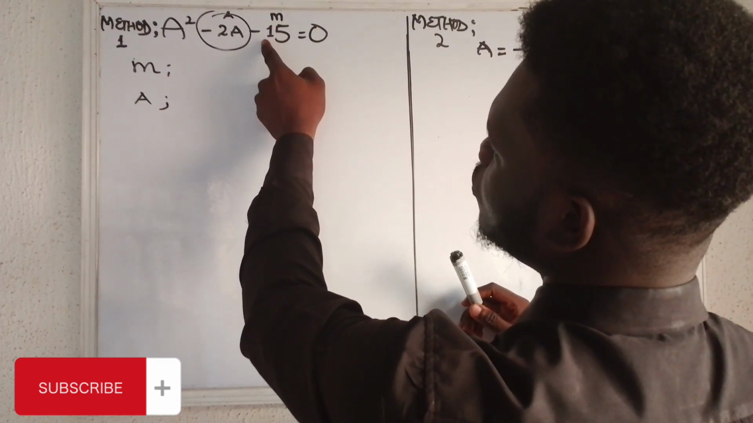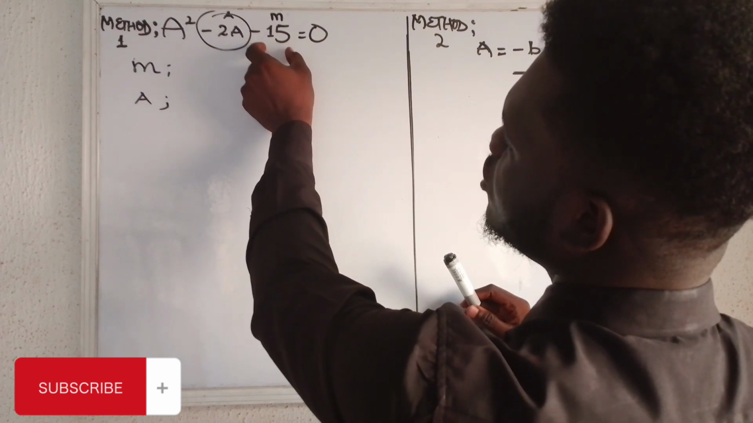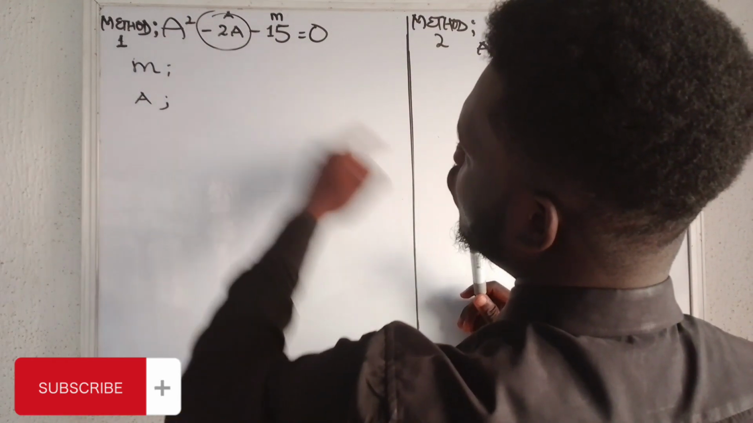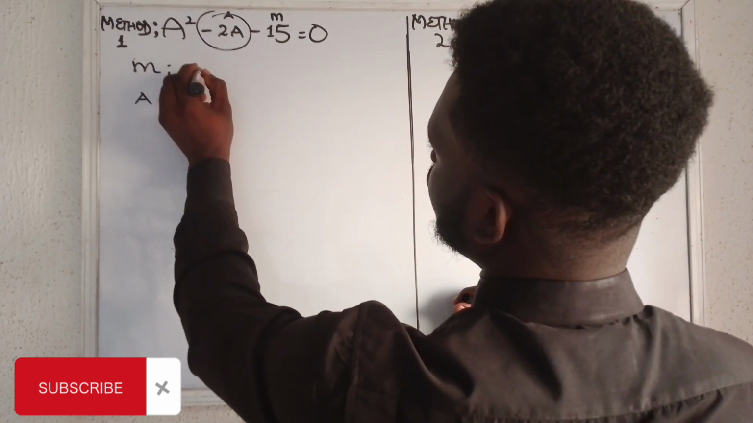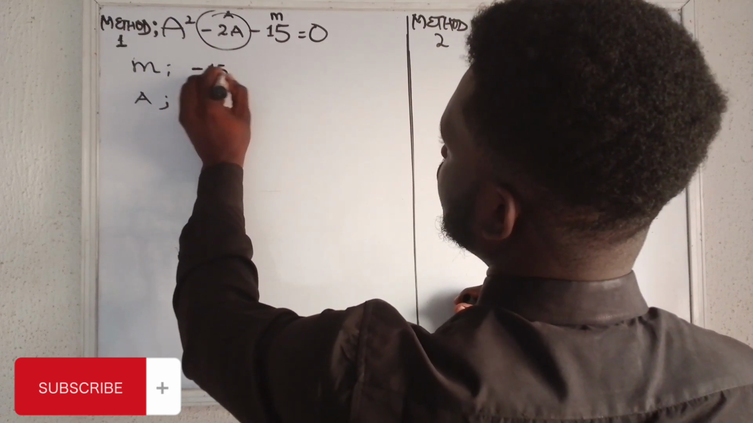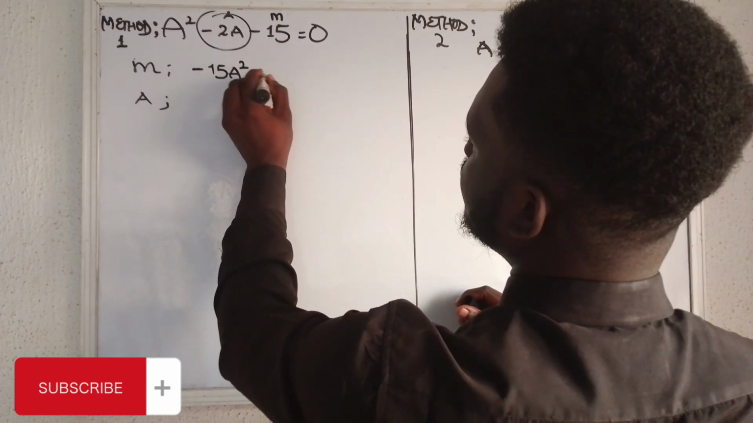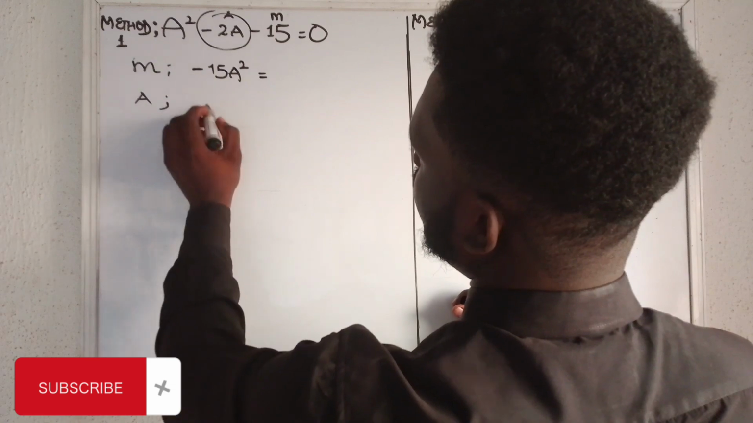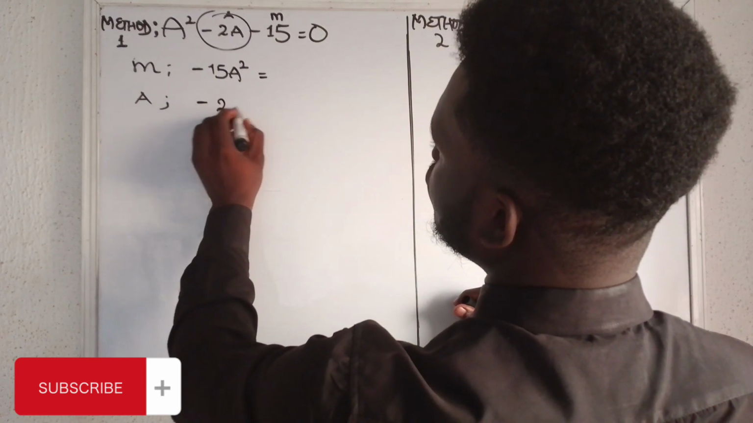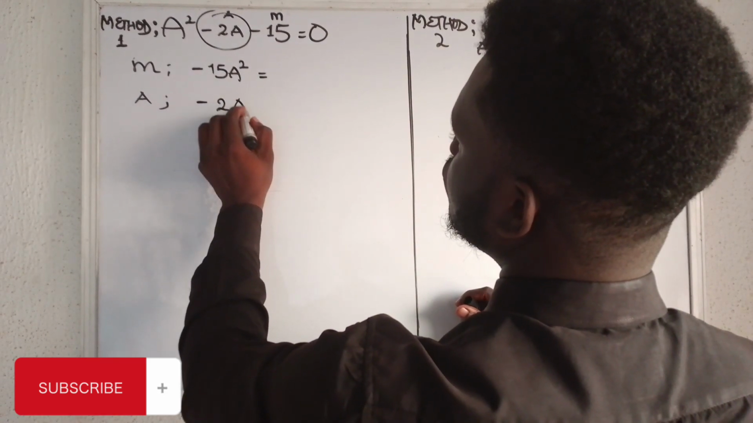Now for the multiplication, this is what we have: minus 15 here. Minus 15 will multiply, just multiply minus 15 with A, and you get minus 15A squared. That will be equal to, okay, what about this? That was for the addition, minus 2, sorry, minus 2A.